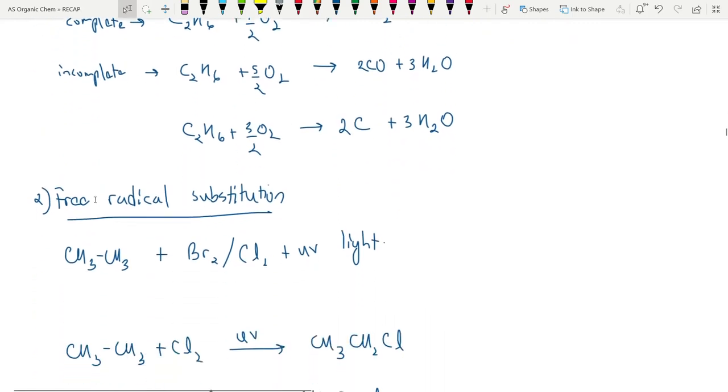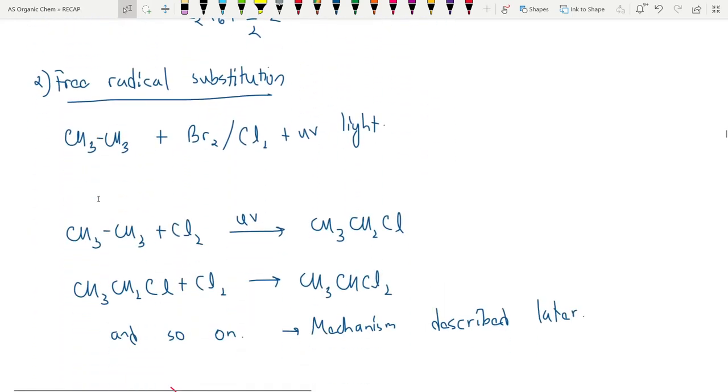What is the other reaction of alkanes? Free radical substitution. Basically alkanes react with bromine or chlorine in the presence of UV light, and chlorine substitutes one hydrogen in the alkane, and this is a chain reaction. It keeps on occurring until all hydrogens have been removed. I've discussed the mechanism at the end of the video.